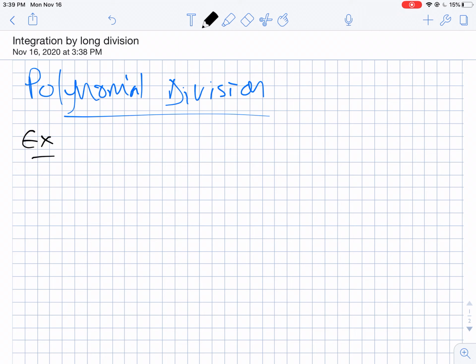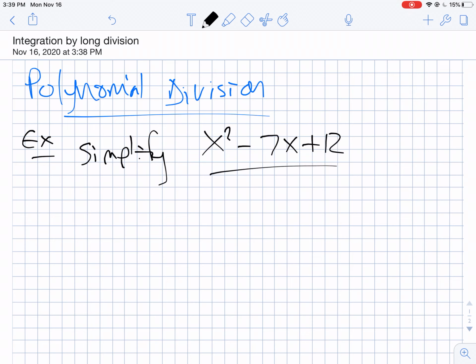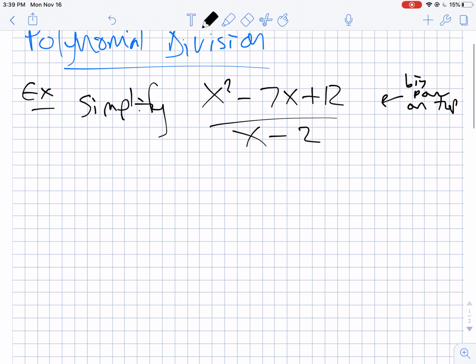So here's the idea. The idea behind polynomial long division is to simplify some kind of fraction that looks like this: x squared minus 7x plus 12 divided by x minus 2, where you have a larger power on top. So we see we have an x squared on top but just an x on the bottom. So the idea behind this is you're going to do a long division. And the long division is exactly like you do with regular long division.